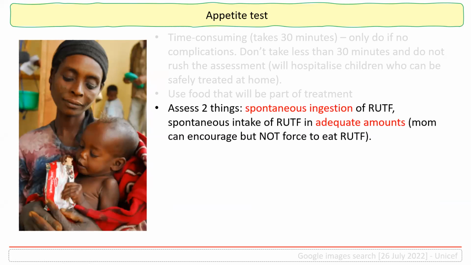Now, there are two key things that we assess. One is that we ensure that the child is ingesting the ready-to-use therapeutic food spontaneously. And secondly, we assess that this consumption occurs in adequate amount, and the child should not be forced to eat the food. The mother could encourage feeding because the preparation may be unfamiliar to the child, so the mother can encourage but not force.